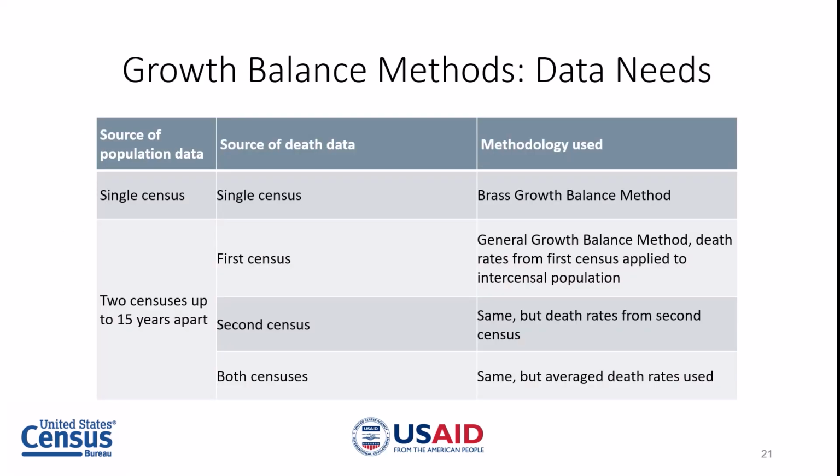To close this episode, we offer a comparison of the two growth balance methods we have covered, the Brass Growth Balance method in episode 1 and the Generalized Growth Balance method or GGB in this episode. If you have data only from one census, you should use the Brass Growth Balance method. If you have data from population by age and sex from two censuses and data on deaths from the first or second census or from both censuses, you should use GGB. Adjusted measures of mortality will be estimated in the workbook according to the data you have available.